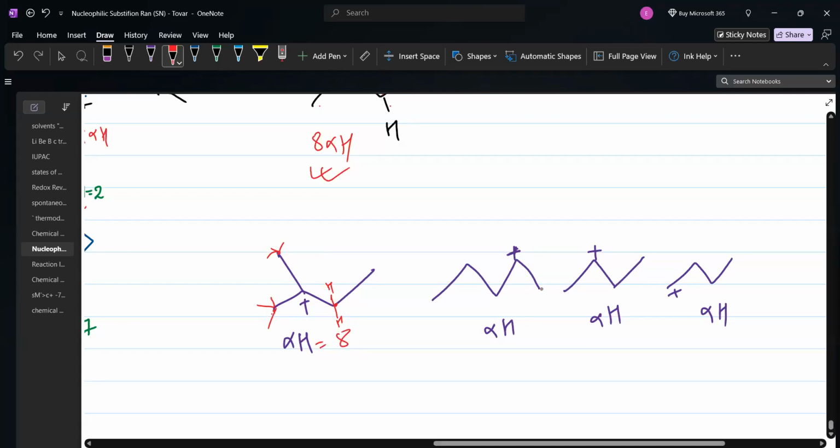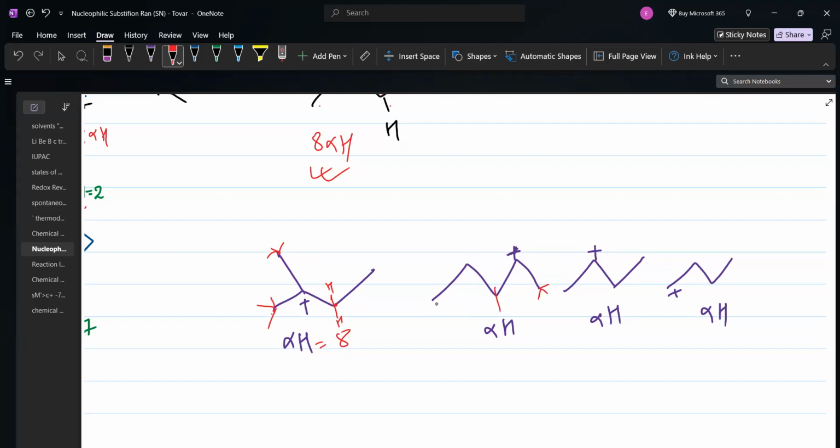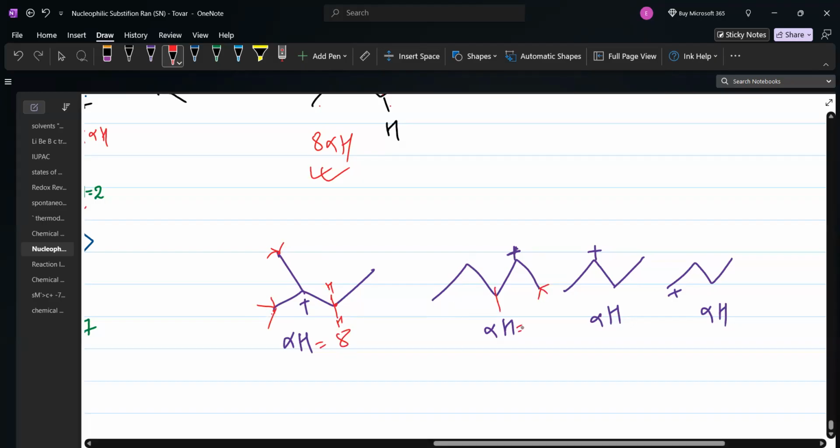Okay, let's count here. We have 3 alpha hydrogen here, and 2 alpha hydrogen here, and we should not count this one because they are beta carbon and gamma carbon, so they are not of interest to us. So we have 5 alpha hydrogen here, and for this we have 2 alpha hydrogen here and 3 alpha hydrogen here. So we are having 5 alpha hydrogen here, and finally in this one we have 2 alpha hydrogen here, right? So the order is this only.